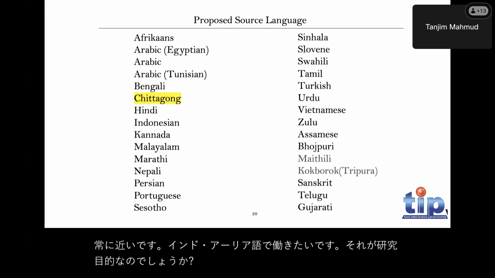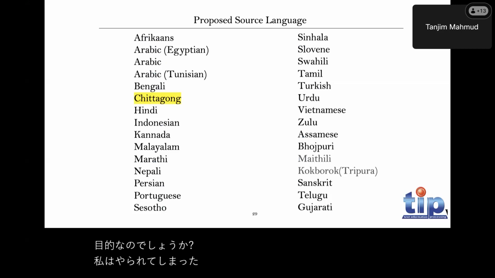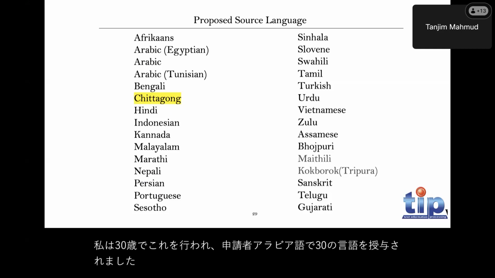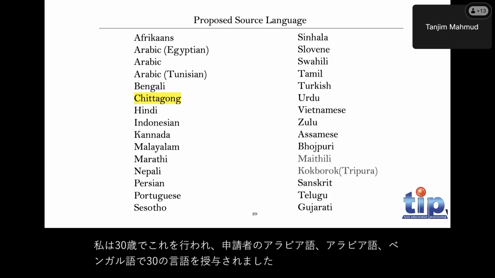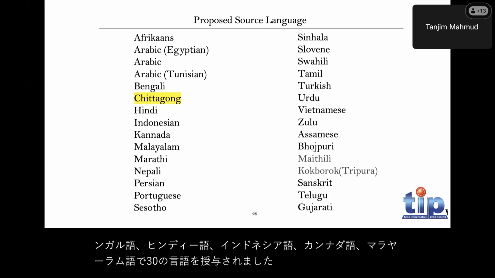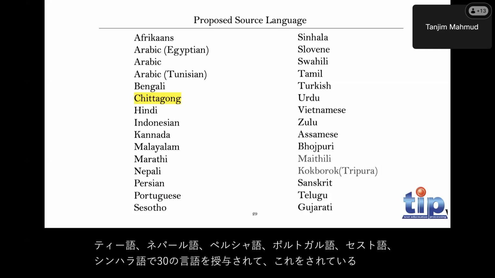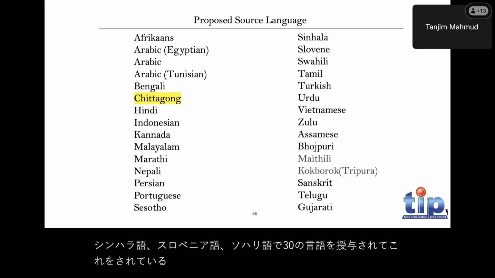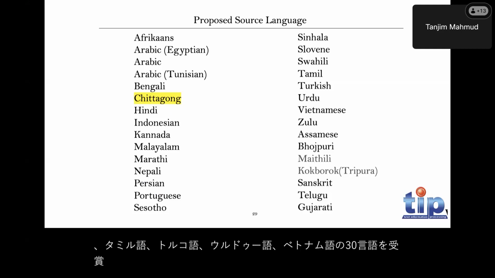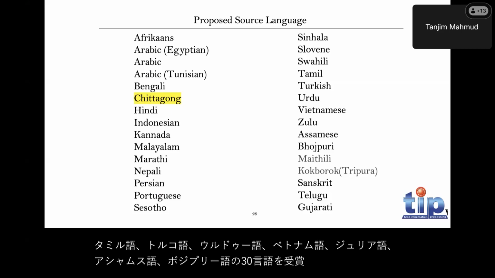I have covered about 30 languages: Afrikaans, Arabic, Bengali, Hindi, Indonesian, Kannada, Malayalam, Marathi, Nepali, Persian, Portuguese, Sesotho, Sinhala, Slovene, Swahili, Tamil, Turkish, Urdu, Vietnamese, Zulu, Assamese, Bhojpuri, Maithili, Kokborok, Sanskrit, Telugu, and Gujarati.